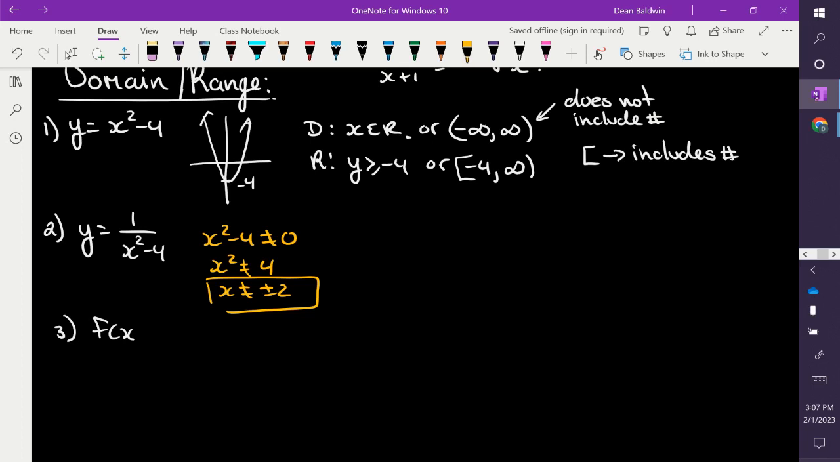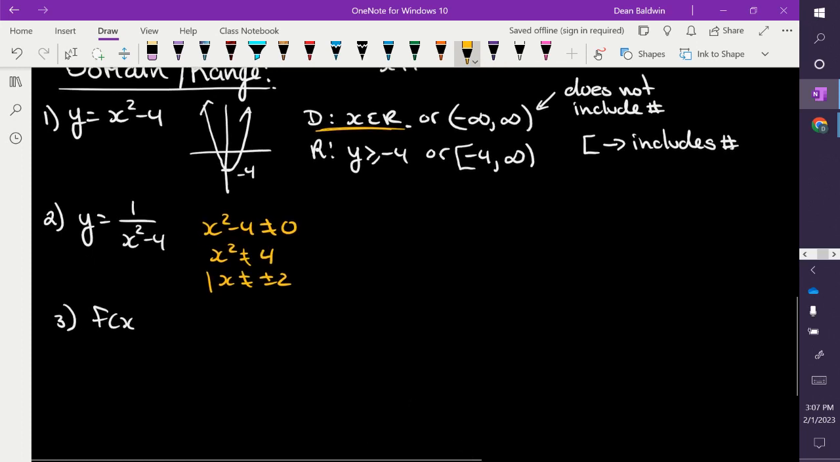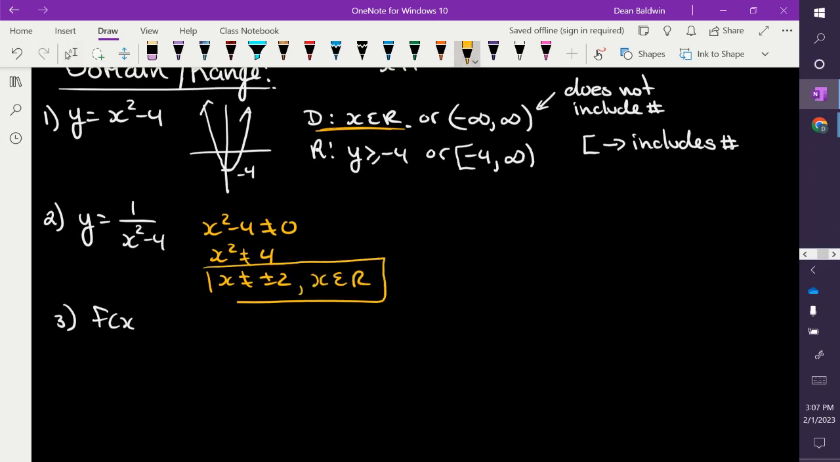So if you're going to write that in inequality form, I guess, even though it's not, you'd say x cannot equal plus or minus 2, and then you'd say x is an element of R. It can be anything except plus or minus 2. If you're going to write it in interval notation, it's easier if you think of the graph. Does anybody know what that graph looks like? Does it have asymptotes? Yeah. It has vertical asymptotes at plus minus 2.